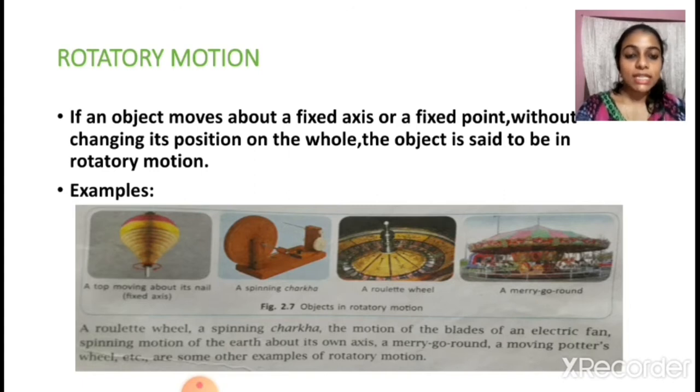And we are familiar with the rotation of the earth. The earth is moving around the sun, which is known as the revolution, or we can say that it is a circular motion. And in this case, it is also rotating on its axis. So the earth is executing rotatory motion also. Okay, so whenever an object is moving about its fixed axis, then we can say that it is rotatory motion. More examples are there: spinning charkha, the roulette wheel, a merry-go-round. These are the examples of rotatory motion.